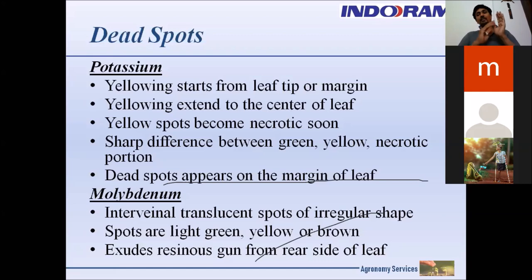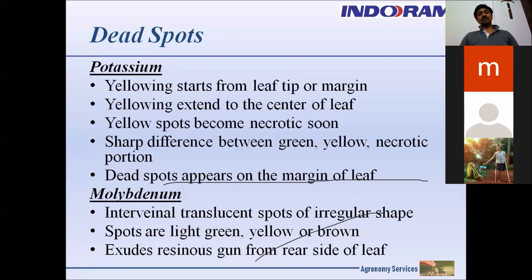Yellow spot becomes necrotic, meaning first the plant will start giving a symptom of a yellow leaf at the margin, and then that margin will become a dead spot. But after the dead spot, there will be yellowing, and after that there will be a green patch also. So there will be three different sections, a sharp difference between green, yellow and necrotic. Necrotic means the dead portion. Dead spots appear on the margin of the leaf. Okay, so these are the potassium symptoms.